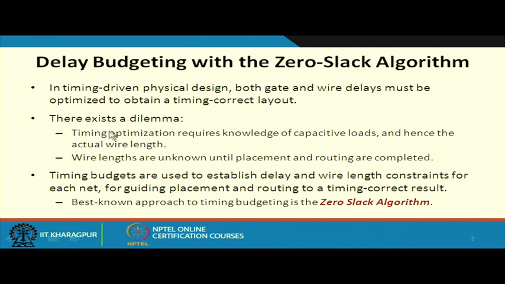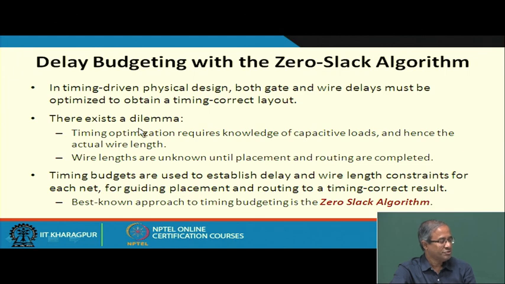The second point is that unless placement and routing are completed, we do not know the wire lengths. Unless we know the wire lengths, we do not know the capacitive loads. That means unless we do the timing optimization, we cannot do placement and routing in an optimum way. So, there is a dilemma, which one of the two to do first. Shall we do timing-aware placement and routing first, or shall we do the timing optimization first? Because of this dilemma, typically these processes are integrated as much as possible. They are done almost at the same time, hand in hand.